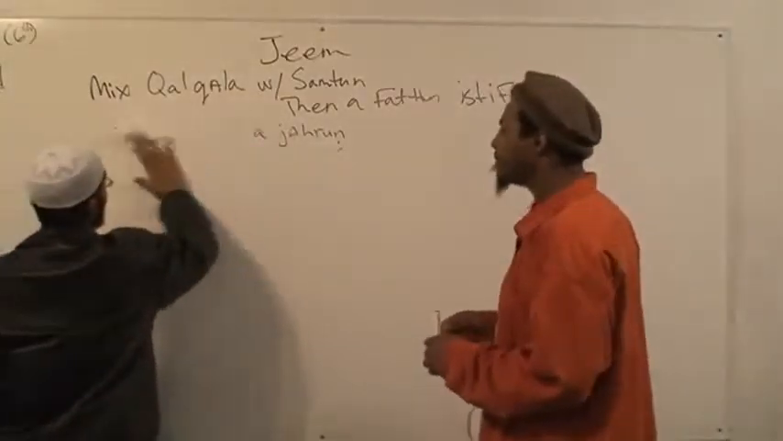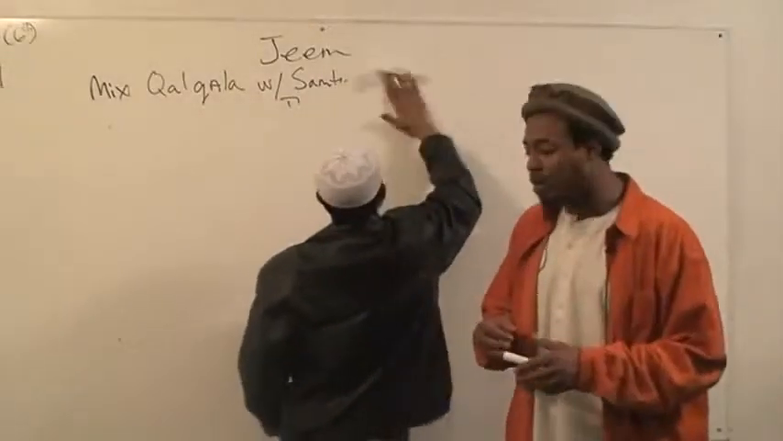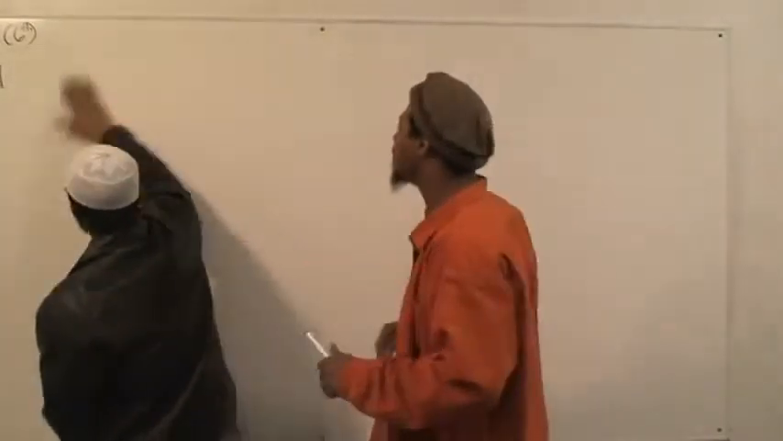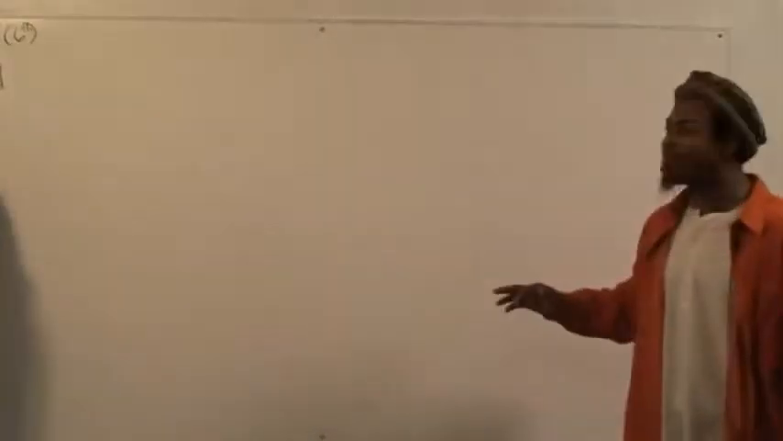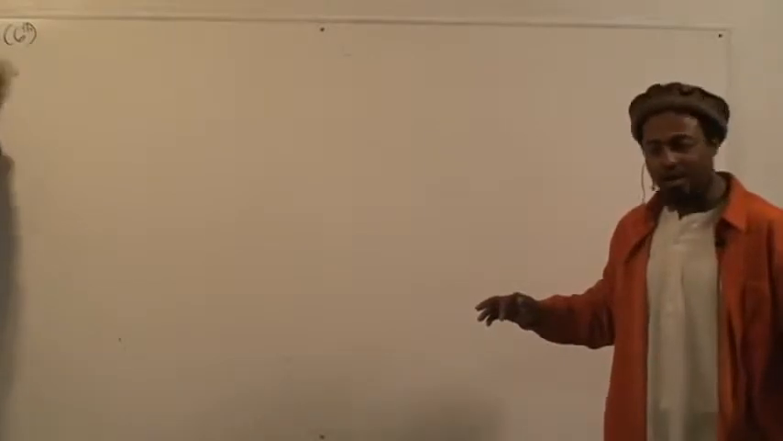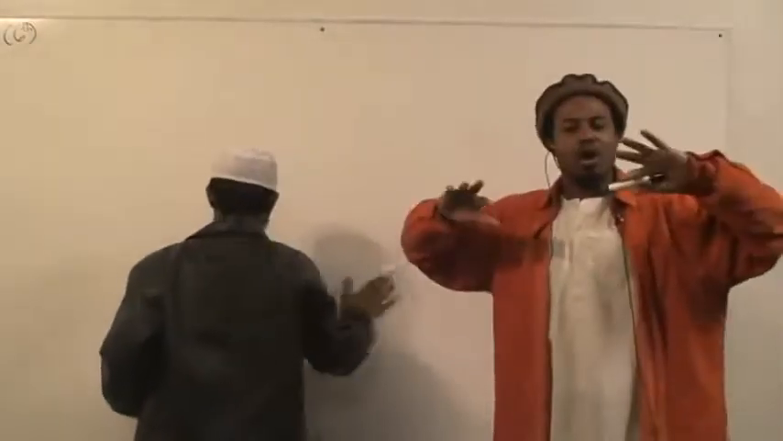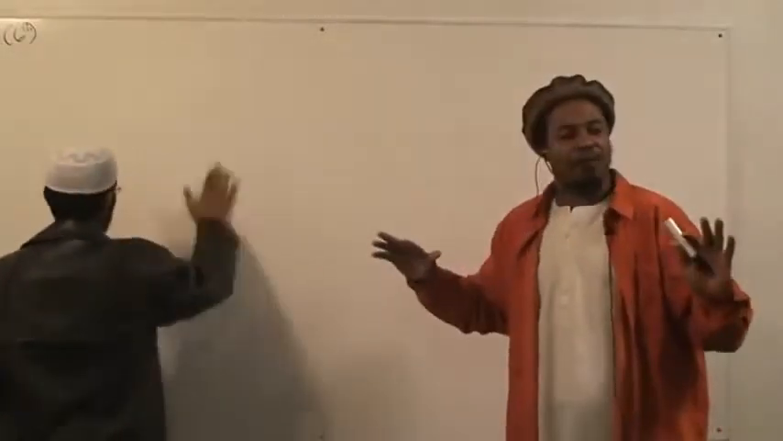So now we're talking about the language again. We're back to our abjad, we're still doing the same thing. We're going through the whole alphabet, right? And at the same time, we're going over, as a review, the whole Arabic alphabet.